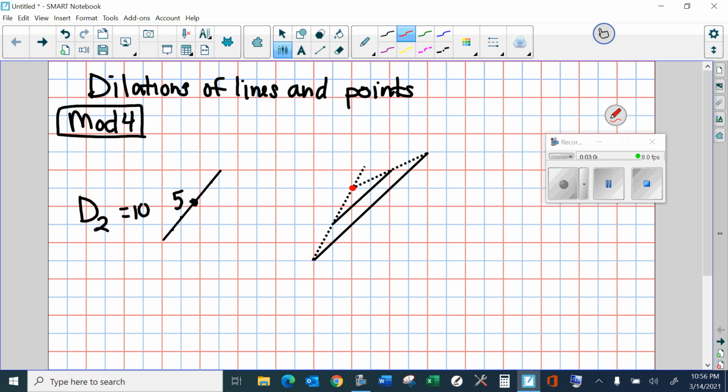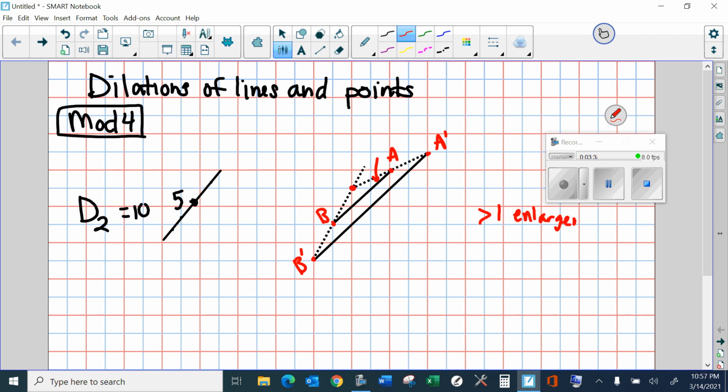Now if it asks you what the scale factor is, there are a couple of ways of doing that. We'll call this one A, B, and that's A prime, B prime. We see it got longer, so that's called an enlargement. Remember, when the scale factor is greater than 1, that's an enlargement.